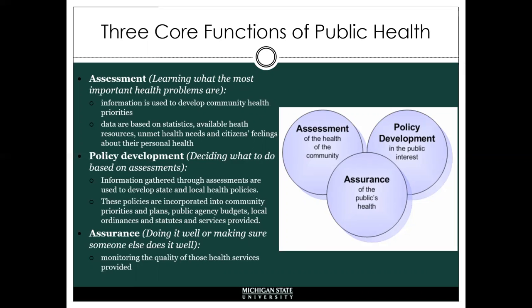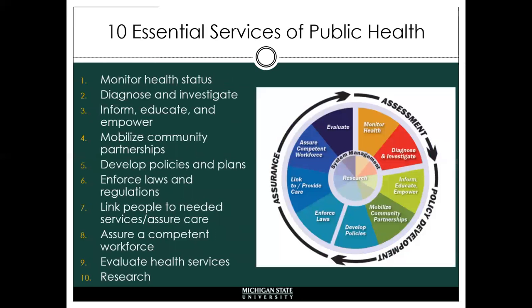After that comes policy development. So again, once you know what the problem is and you know about your community's feelings on the matter, you can start to make a policy. And I have learned in my time here that everything has a policy. And so basically it's your blueprints for what you're going to do. Assurance is how are you going to make sure that you're doing what you said you're going to do? How are you going to look back and measure that you're doing it well and that it doesn't need to be changed or tweaked? So in those three main functions are the 10 essential services.